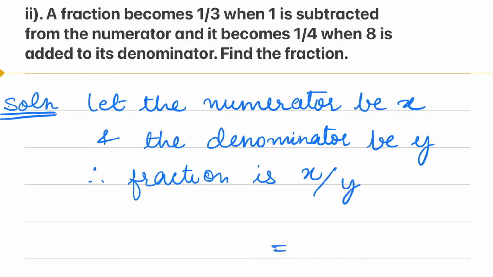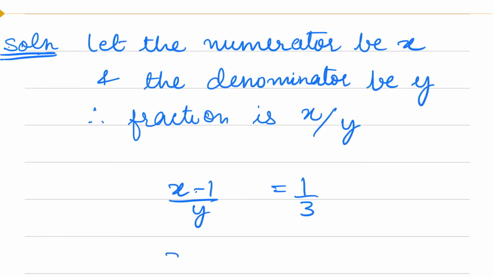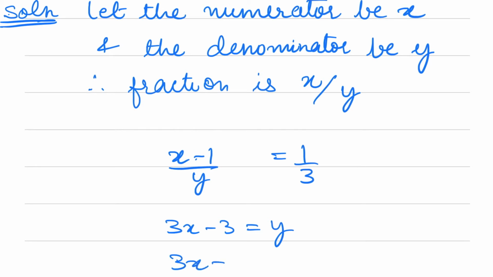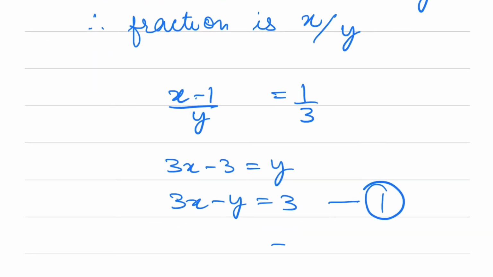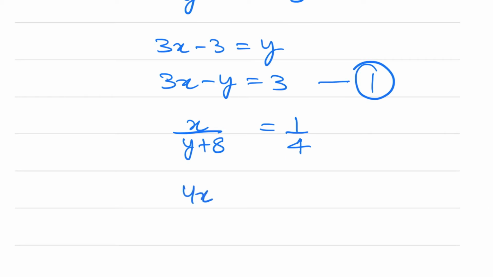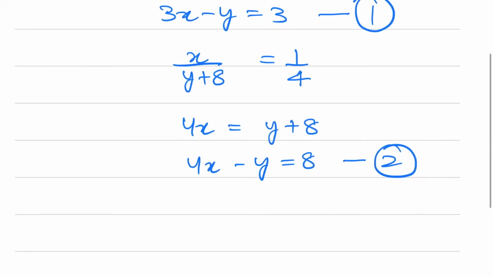Now they are saying it becomes 1 by 3 if 1 is subtracted from the numerator. So we have 3x minus 3 is equal to y by cross multiplying, and 3x minus y is equal to 3. So that's the first equation. Secondly, they are saying it becomes 1 by 4 when 8 is added to the denominator. Cross multiplying, 4x is equal to y plus 8. So 4x minus y is equal to 8. This is the second equation.